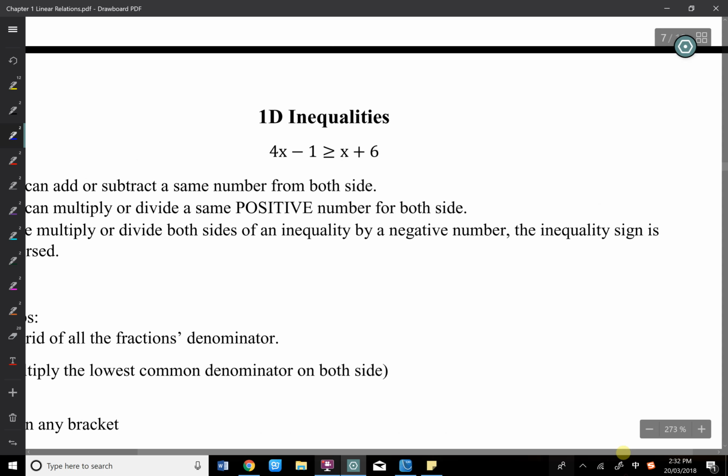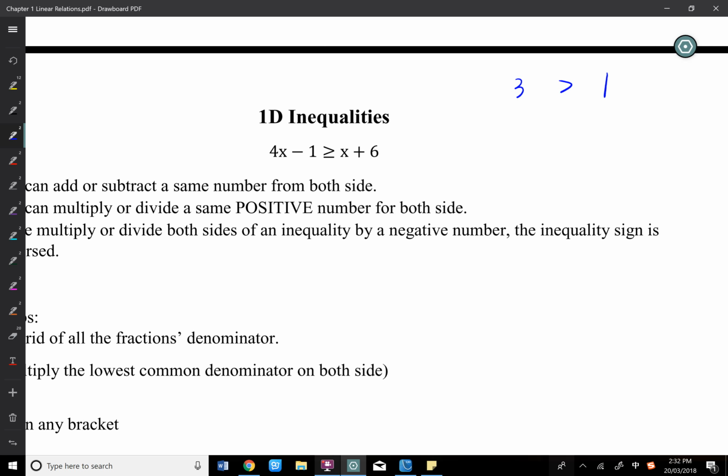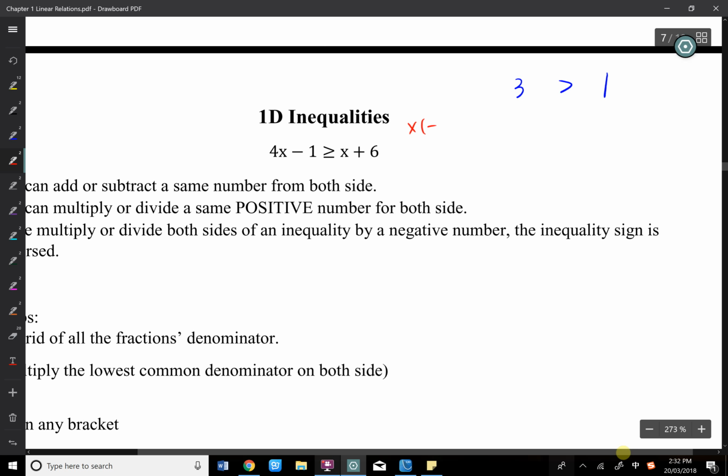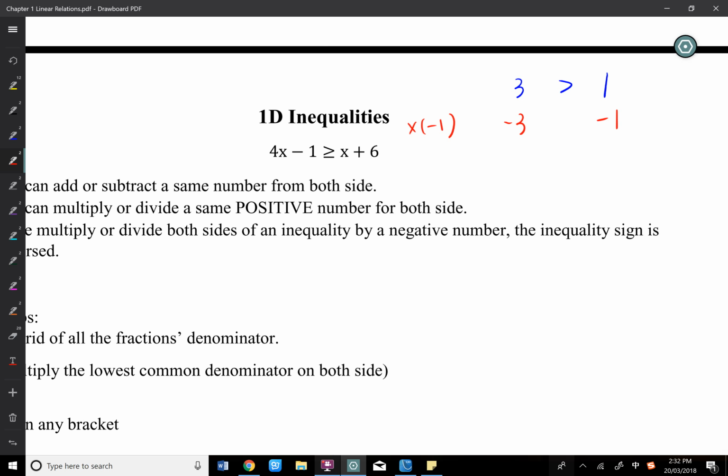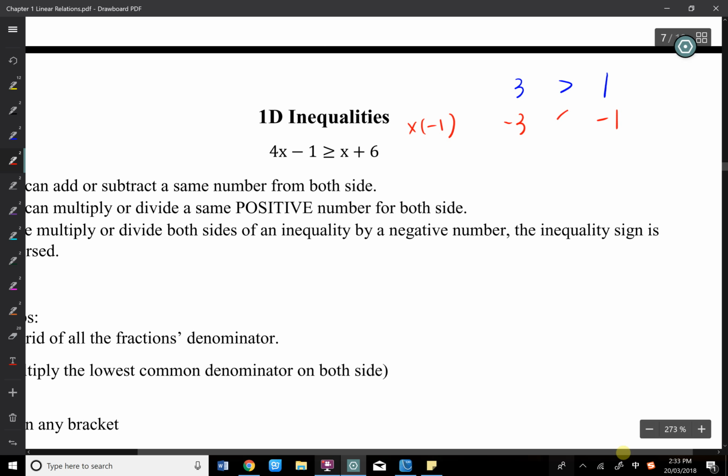But let's think about this. You have 3 greater than 1. When you times -1 on both sides, we have -3 and -1 now. Let's think about -3 and -1, which one is larger? -1 is larger. So the sign actually swapped.